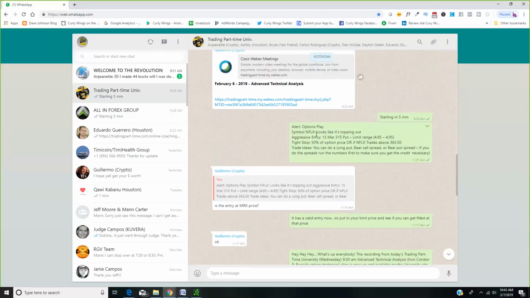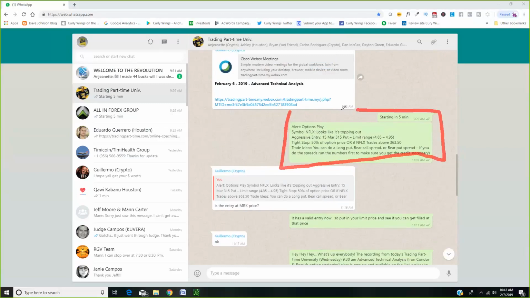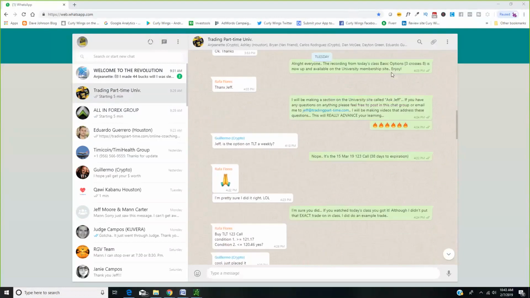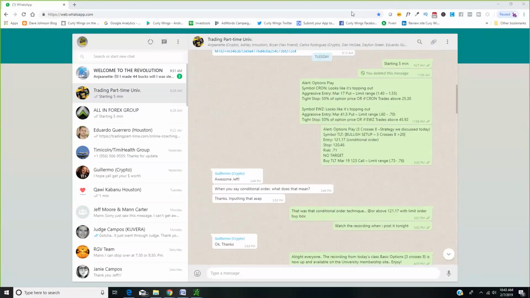Netflix? Look, read this. This is an alert I gave you guys yesterday. 11 o'clock. Netflix looks like it's topping out. Okay, that was one. Let's look for this one. EWZ, right? EWZ. Looks like it's topping out. Aggressive entry. This was like 2 days ago. So EWZ is up how many percent?